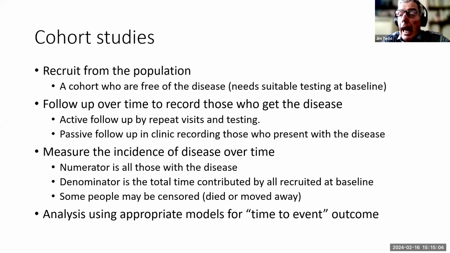What we're looking at here is how disease develops over a period. And so we're going to follow up over a period of time, and then we're going to have some kind of recording of those people who get the disease. And we might do this in an active way, active follow-up, whereby every month or every so often we do the same screening and find out how many people test positive for that particular condition in those repeat visits.